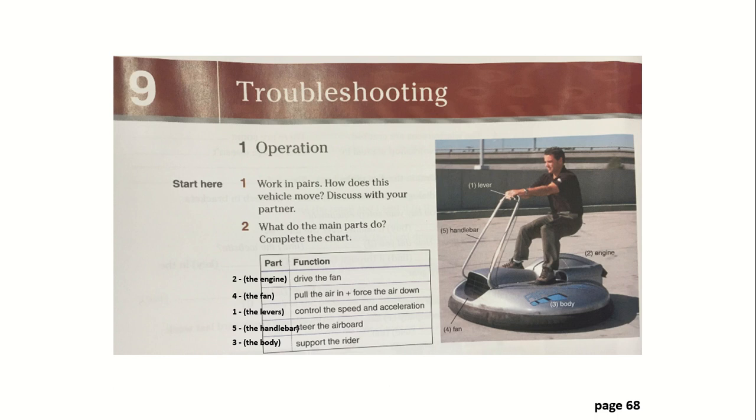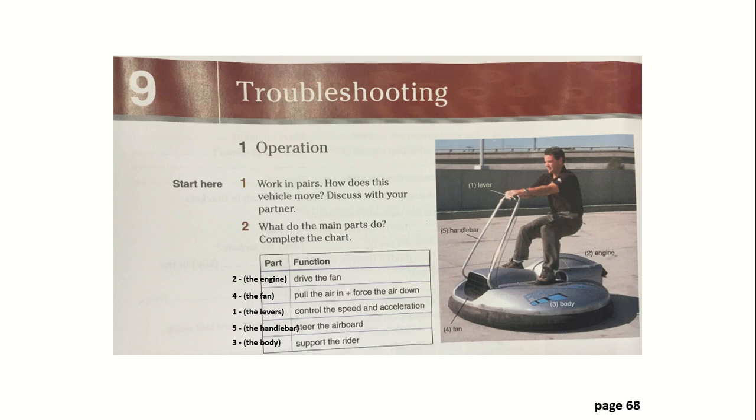The handlebar steers the airboard left and right. Ah, yes, I see. So what does the fan do? It pulls the air in and forces it downwards. Right. And what do the 2 levers do? They control the speed and acceleration of the airboard.